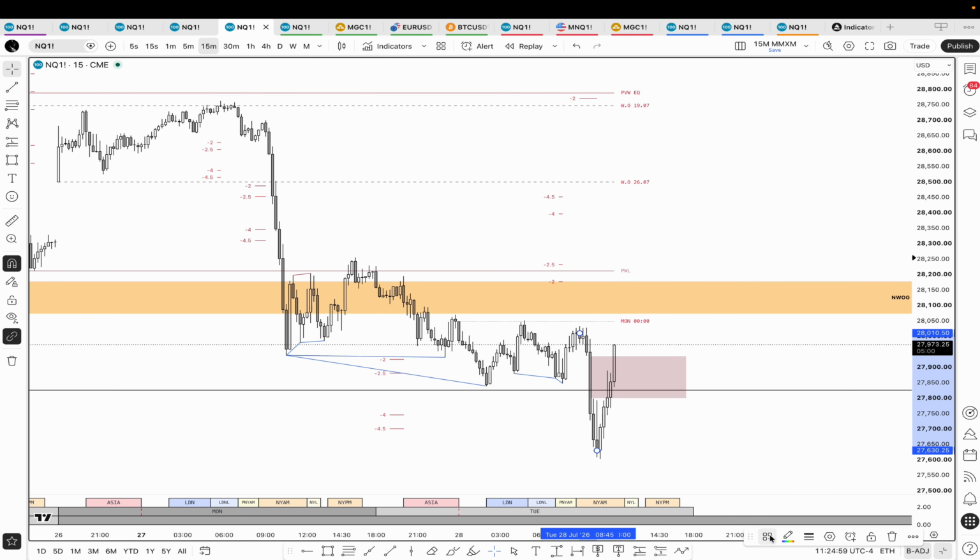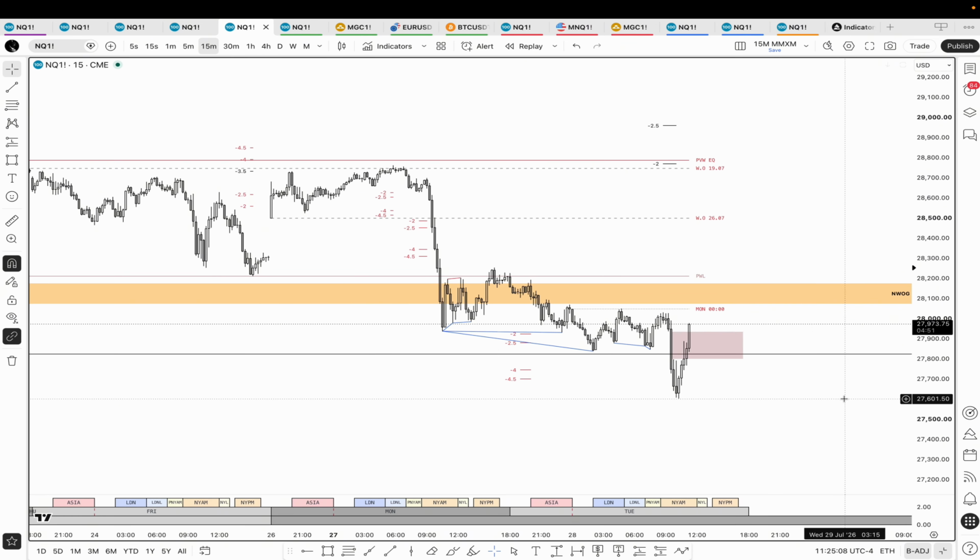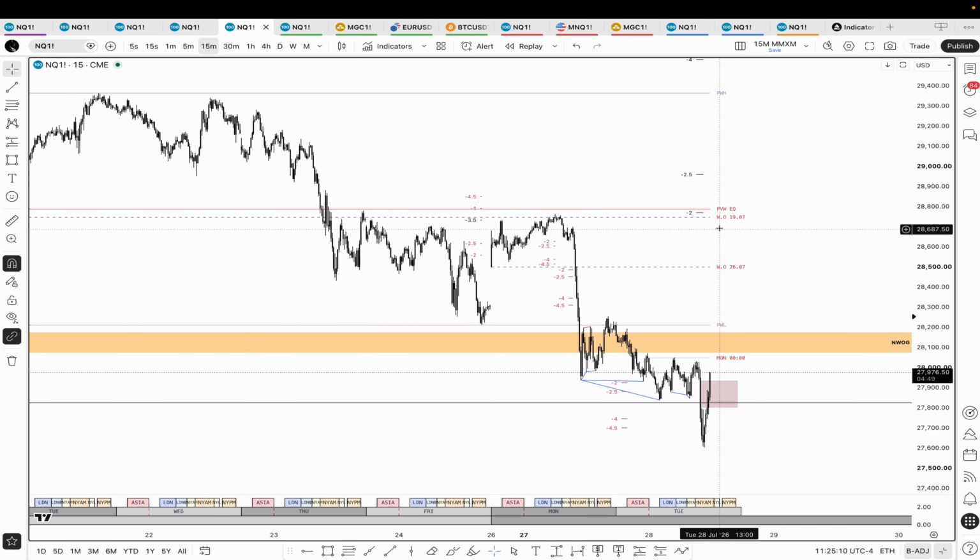So I'd ultimately look to have a body standard deviation. This standard deviation is not valid. This was during the pre-New York AM session, but a body standard deviation projecting for the previous week's equilibrium.